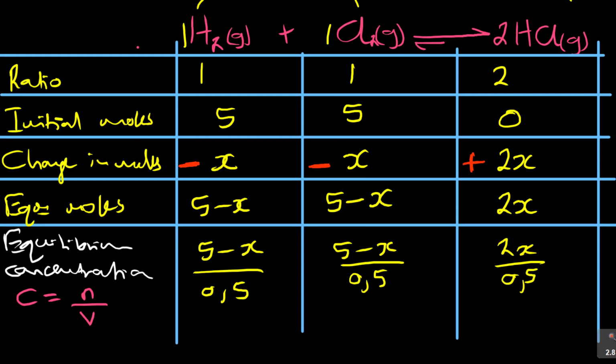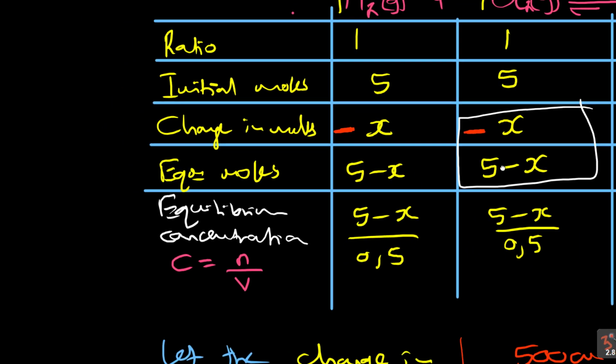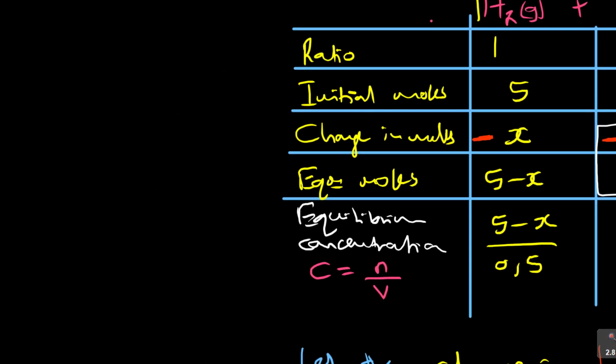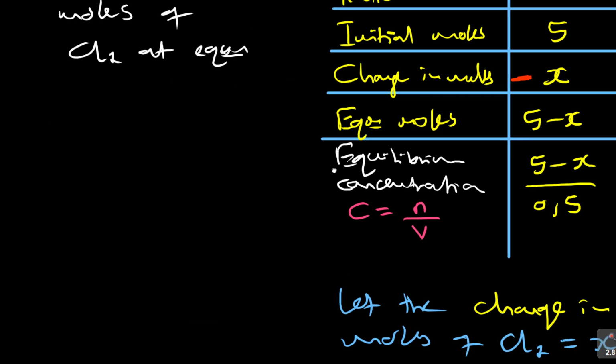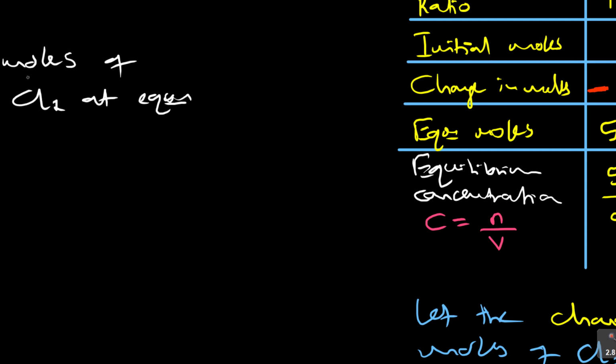So there are the moles of chlorine. Remember, we are now focusing on this particular table. You are going to say now moles of Cl2 at equilibrium. The equilibrium moles is 5 minus x, which is 5 minus 4, which is 1 mole. It was 1 mole.